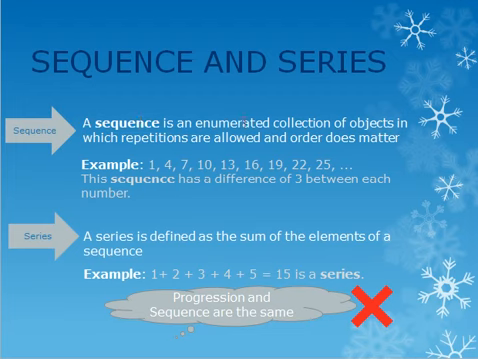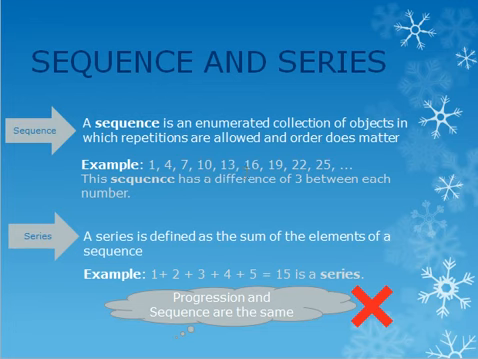A sequence is an enumerated collection of objects in which repetitions are allowed and order does matter. So it's a collection of objects in which repetitions are allowed, like 1 1 1 1 is also a sequence, and order does matter. I have this sequence over here, 1 4 7 10. I can't write it as 7 4 10 1. It would make no sense.